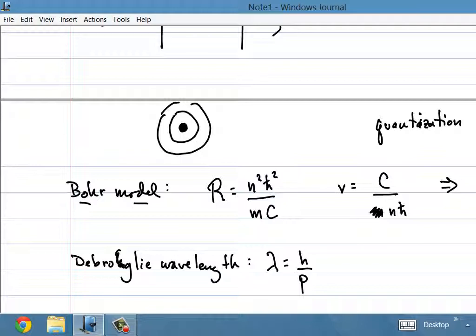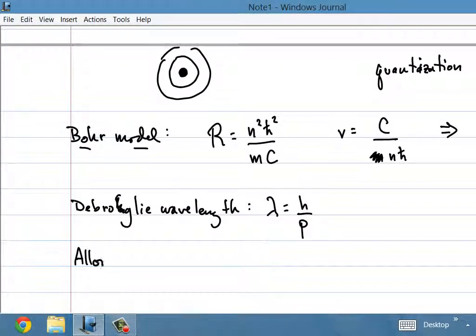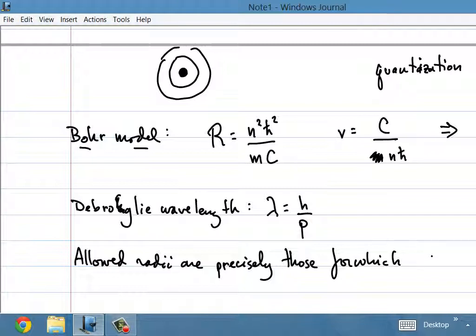So if one takes this picture of an electron as a wave and combines it with the Bohr model, you'll see that, in fact, these allowed radii are precisely those for which the circumference, that is to say the total distance the electron travels as it goes through one orbit, is a multiple of the wavelength. And in this way, we see that quantization and interference are really the same thing.